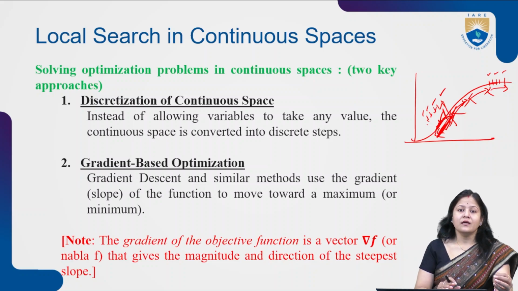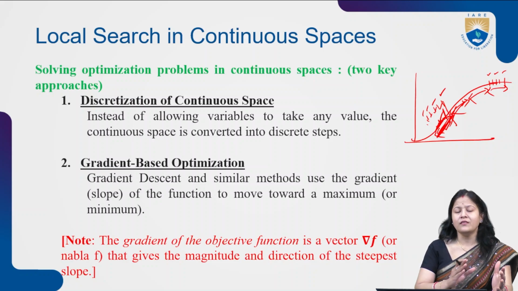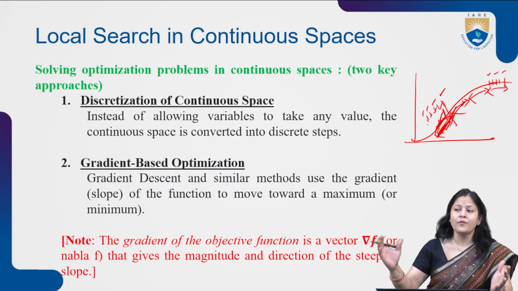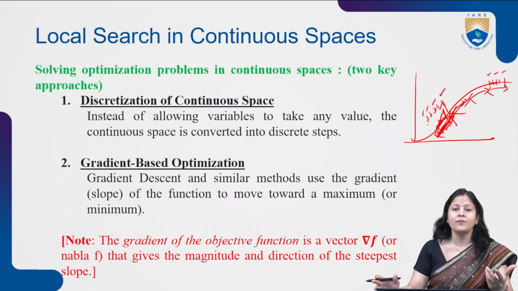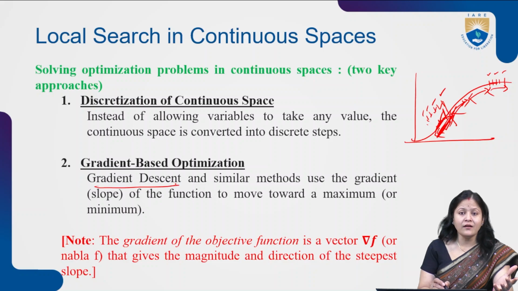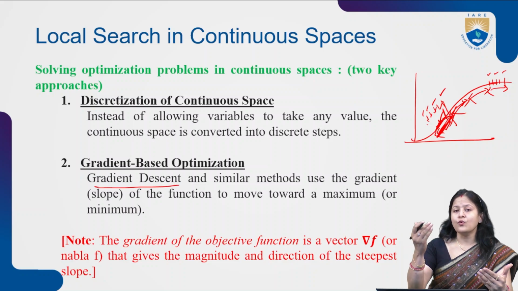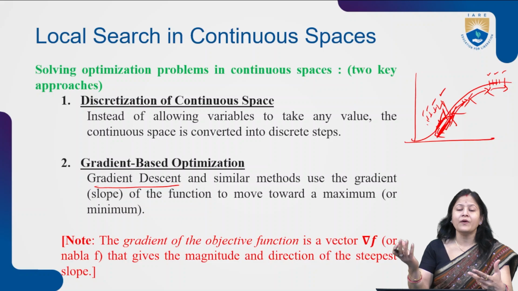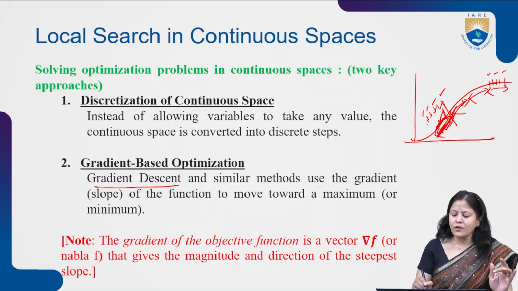Another method is gradient based optimization. Normally the gradient based optimization method is used for smooth surfaces, where gradient means the slope, so we can find the slope of the space. That is why it is called gradient based optimization. We can find the optimized result using the slope based method, which may be gradient descent or gradient ascent. Slope can be in the negative direction or in the positive direction, and the method uses the gradient, the slope of the function, to move forward towards a maximum or minimum.